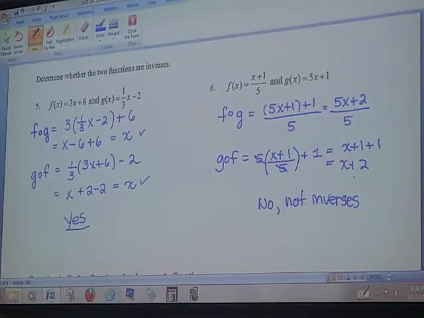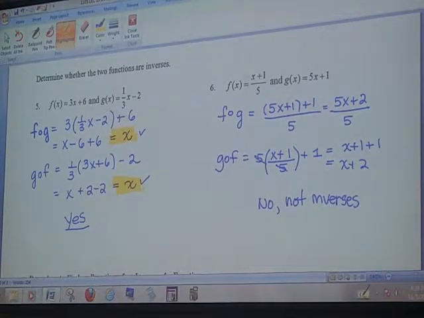Definition of being inverses is when you do the composition, you have to get x. This is what has to happen. If that doesn't happen, they're not inverses of each other. One of them did not undo what the other one did. I put an x in, and I got out 5x plus 2 over 5. That means they're not reversing each other.